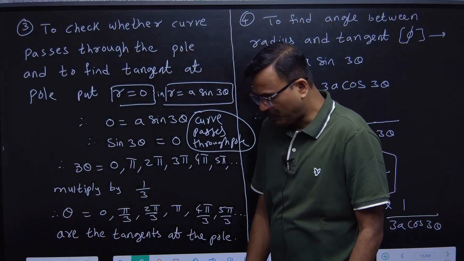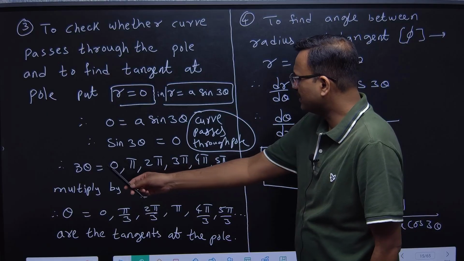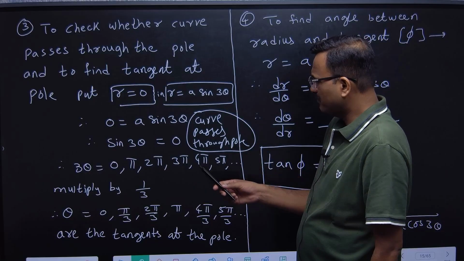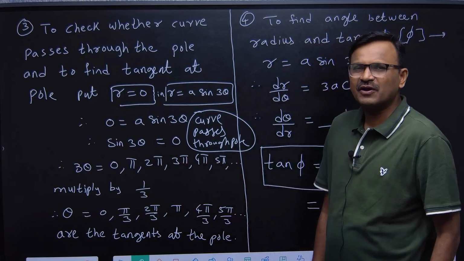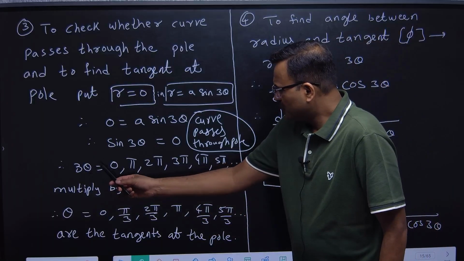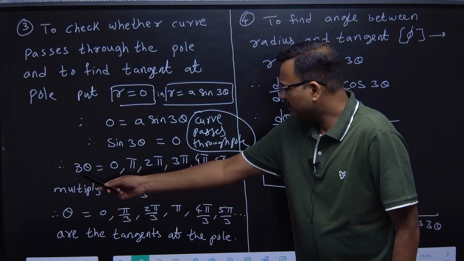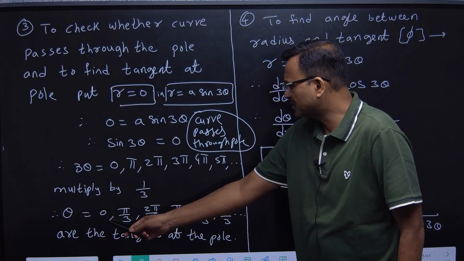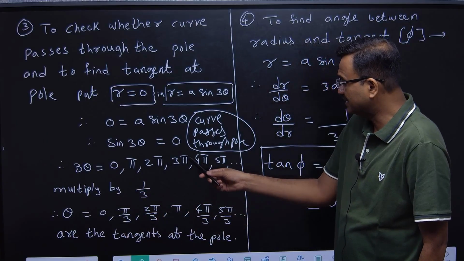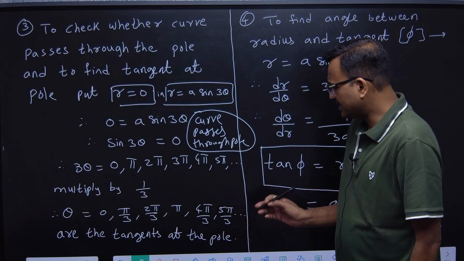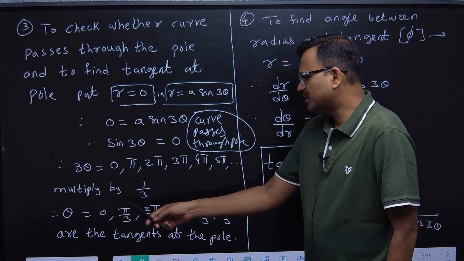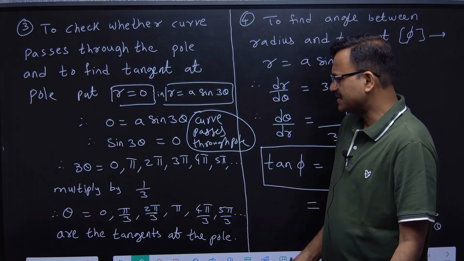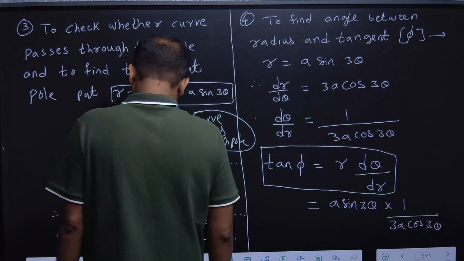And to find the tangent at the pole, see, if sin 3θ is 0, we know that 3θ can be 0, π, 2π, 3π, 4π, etc., because sin 0, sin π, sin 2π, sin 3π, all of them are 0. This is the value 3θ can have. So if you multiply this whole equation by 1/3, this 3 will get cancelled. We'll get θ = 0, π/3, 2π/3, 3π/3 that is π, 4π/3, etc. So these lines, θ = 0, θ = π/3, etc., will be tangent to the curve at the pole.